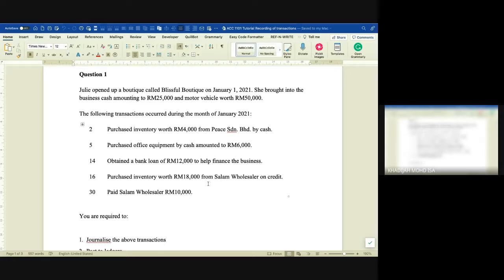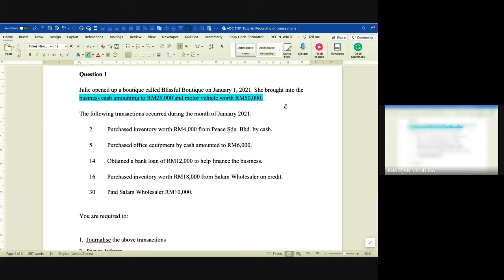Number one is that Julie opened up a boutique called Blissful Boutique on January 1st, 2021. So this is the beginning of the year. You open a shop and then she brought into the business cash amounting to 25,000. So you have a cash of 25,000 and a motor vehicle of 50,000. When you put anything into the business, this is what you call your investment into the business.